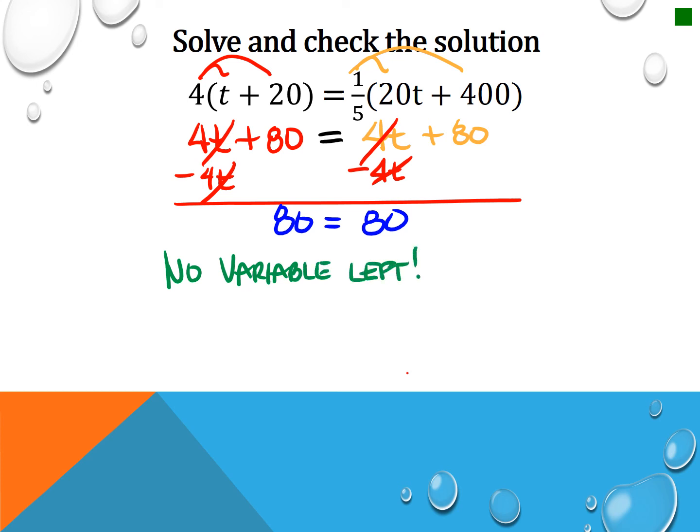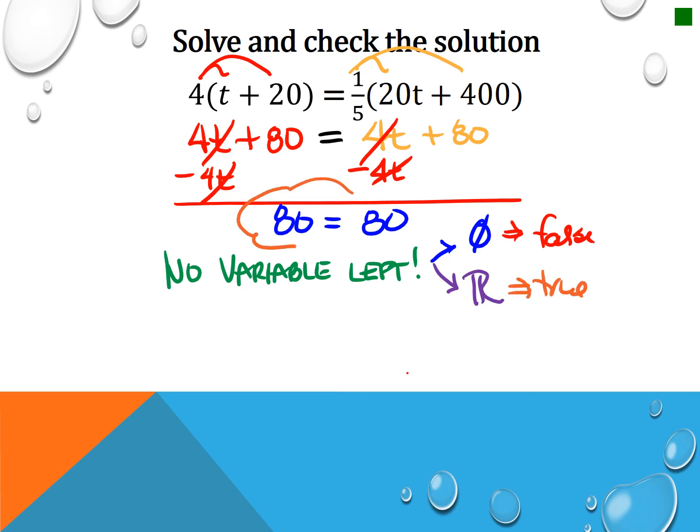So that means my answer is either no solution if what I have is false, or it's all real numbers if what I have is true. So my question is, does 80 equal 80? Is that true? Yuppers, that is true. Therefore, my answer is all real numbers. Every number I put in there is going to make the left side equal the right side.